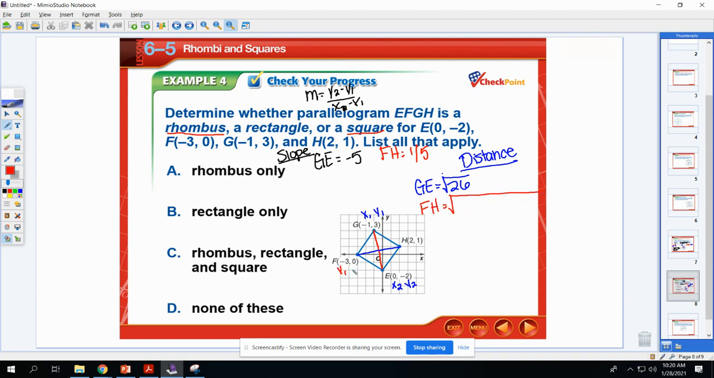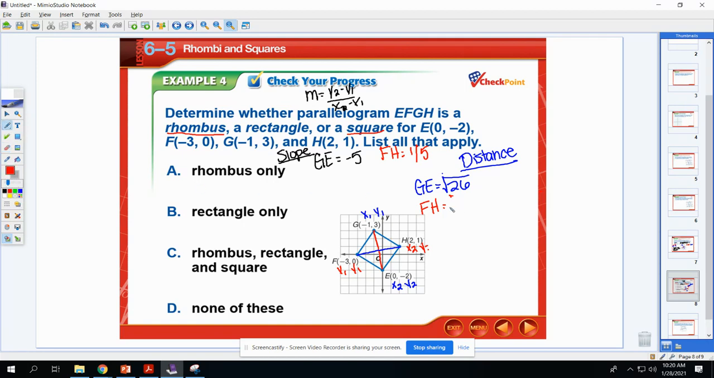Now let's go ahead and do FH. So F here, I'll call my x1, y1. I'll call H my x2, y2. Throwing them into this formula here, 2 minus a negative 3, or 2 plus 3 squared. Y2, 1 minus our y1, 0 squared. So 2 plus 3 squared plus 1 minus 0 squared. This is going to be 5 squared plus 1 squared. As you can see, we're going to get the same exact answer that we did in that first one. This is going to be the square root of 26. So for FH here, we also get the square root of 26.